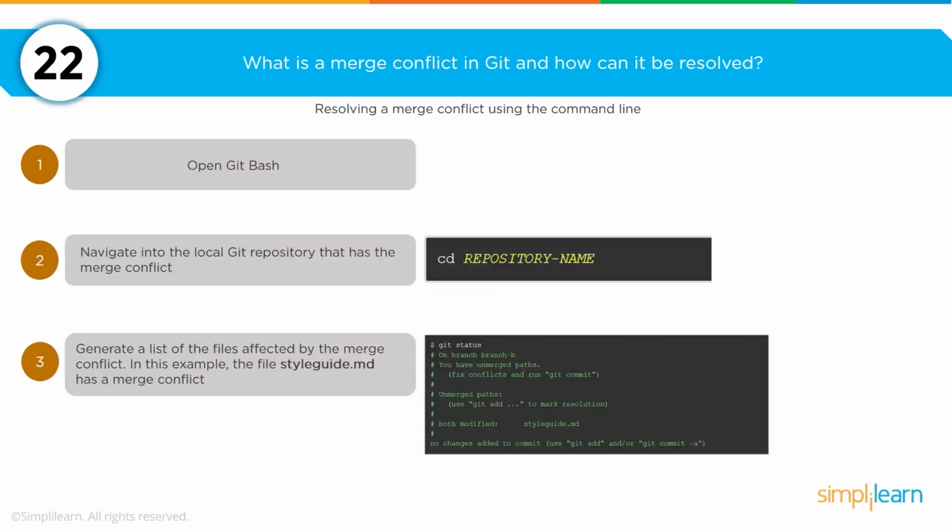So you can also do this through command line, and with the command line you want to use git bash. As a first step, open up git bash and then navigate to the local Git repository in command line using the cd change directory, and then list out the actual folder where you are putting all of your code. And then you want to be able to generate a list of the files that are affected with the merge conflict. And in this instance here, you can actually see the file styleguide.md has a merge conflict in it.